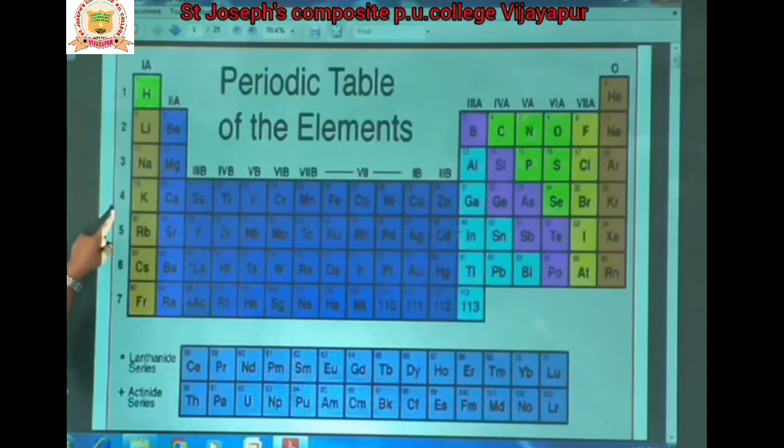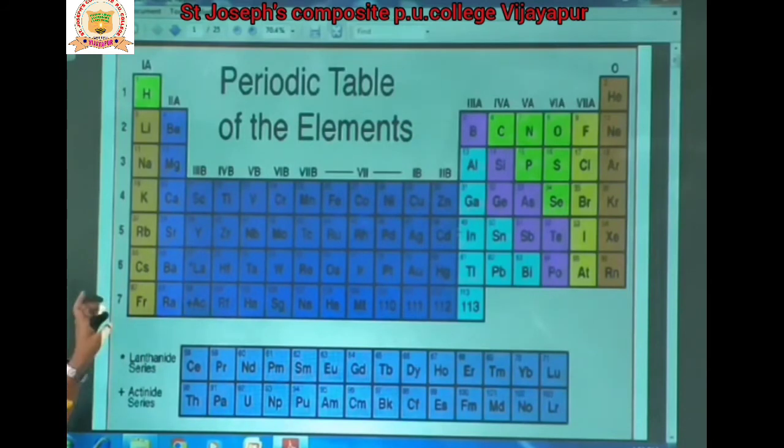The fourth period consists of potassium to krypton. The fifth consists of rubidium to xenon. Next, the sixth period consists of cesium to radon. And the seventh period is newly discovered elements from francium to radium, and all these are radioactive elements.